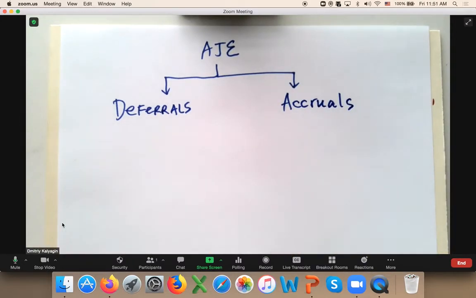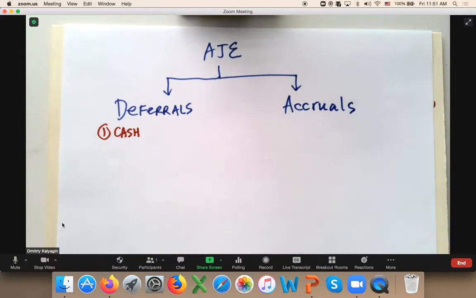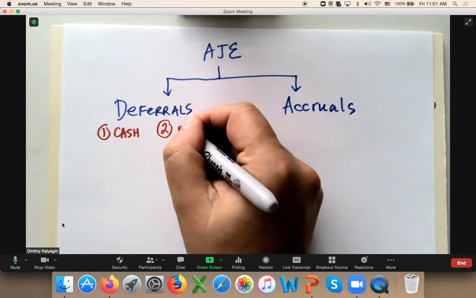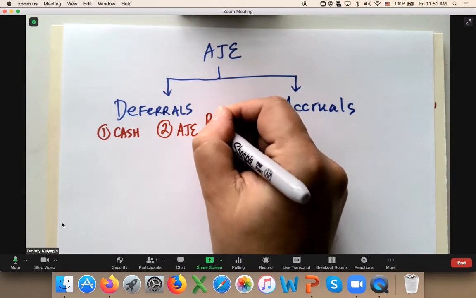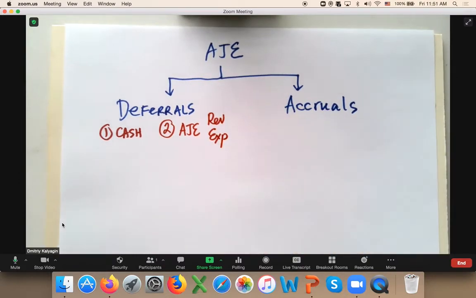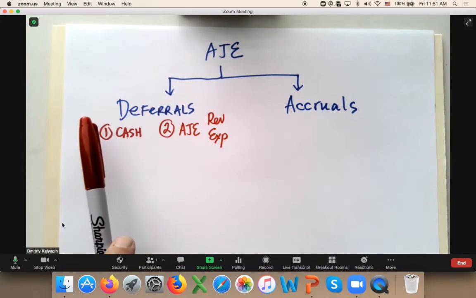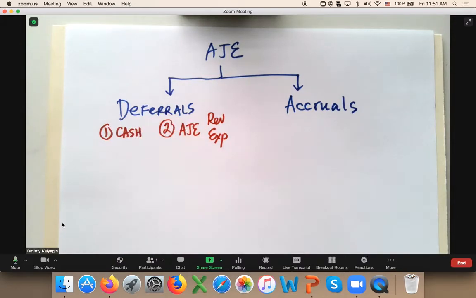So these two differ in terms of cash. Under deferrals, cash first exchanges hands. We either pay cash or receive cash first. And now we have to make an adjusting journal entry to recognize either revenues or expenses that took place. So under deferrals, we pay or receive cash first, and we defer the recognition, I should say, of revenues and expenses until later.